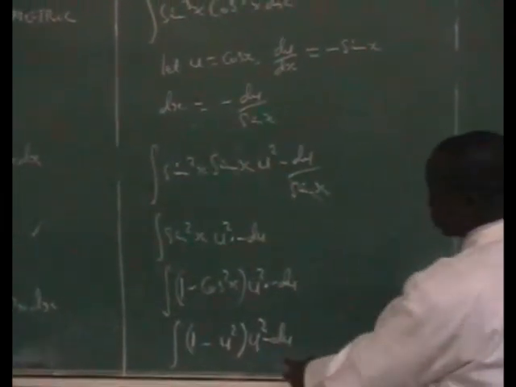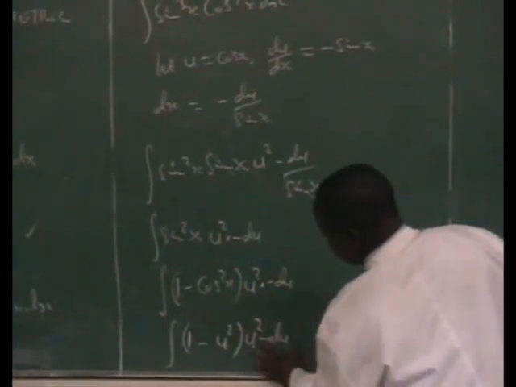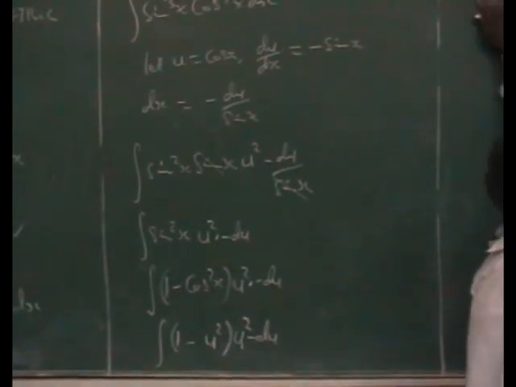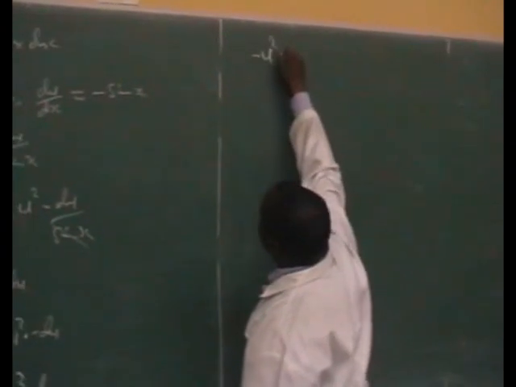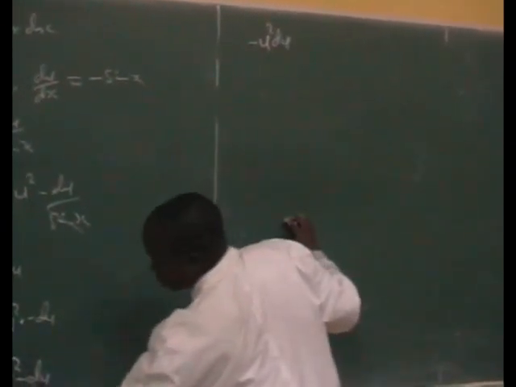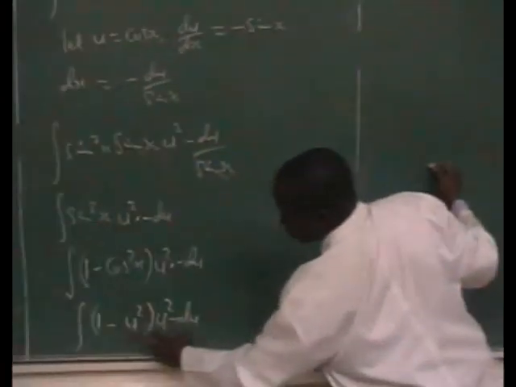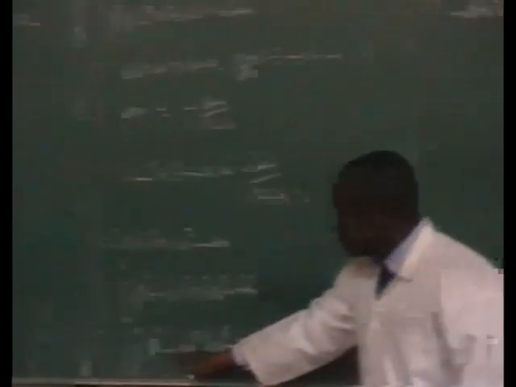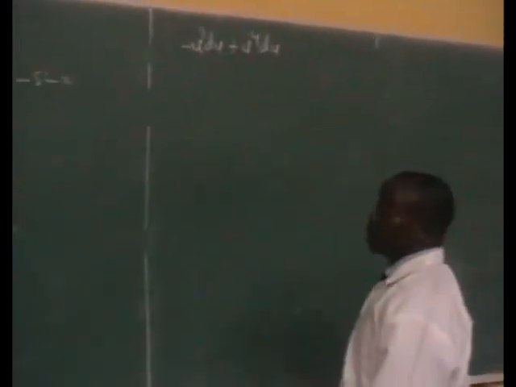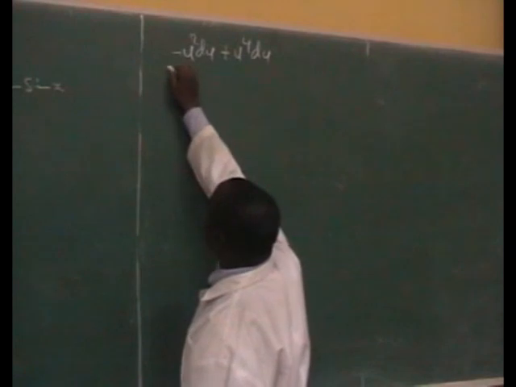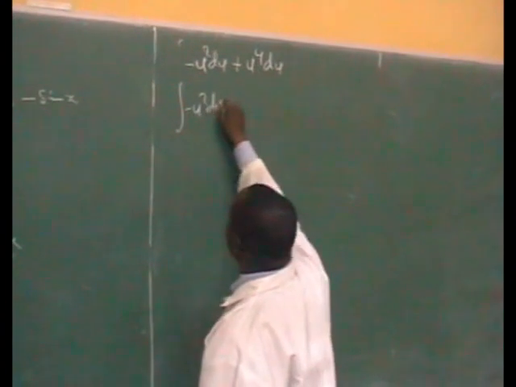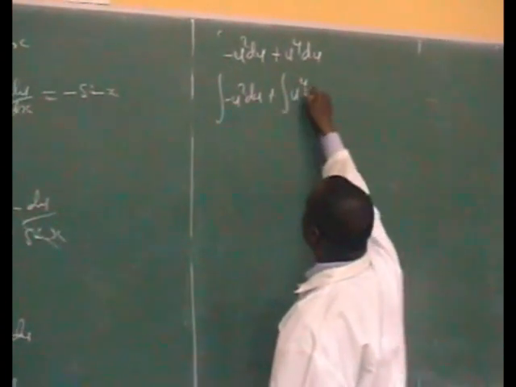Now I'm going to use this to open. We multiply it, everything here, we will use it and multiply. So if I multiply it, I will have minus u squared du here. Then I will have plus u raised to the power 4 du, because this minus here implies this minus becomes plus. Now, if that happens, what I now have is the integral of minus u squared du plus the integral of u raised to the power 4 du.